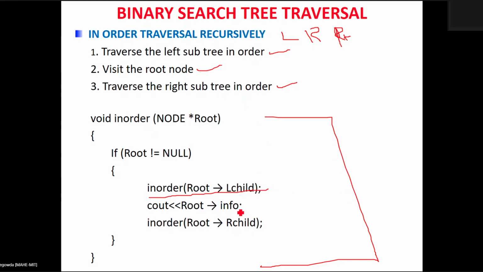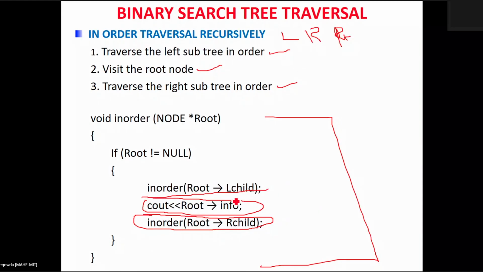Then, in the second statement, you display the root node information. That is, root points to info means the root node information will be displayed. And finally, in the third step, you traverse the right subtree in the in-order method.